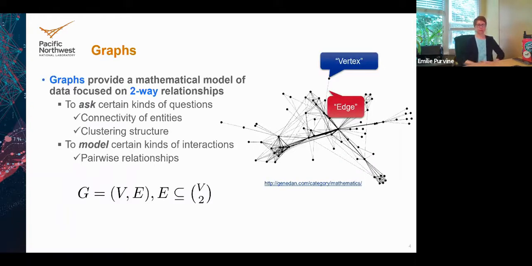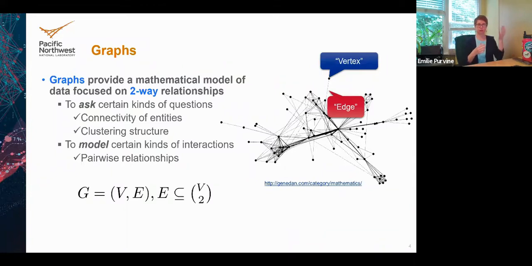All right, so graphs. I expect most of the audience, if not all of the audience, is familiar with graphs, at least from a graph theory perspective. But like I said, I'm motivated from a data perspective. And so I think of graphs as a way to model data when it has two-way relationships. So when you want to ask certain questions of data that's in that type of format, things like how are the entities connected as a whole? Not how are they connected as pairs, but as a big picture, how are they connected? Or how do the entities cluster in different ways? Then a graph might be the right thing to use. And it's to model these kinds of pairwise interactions.